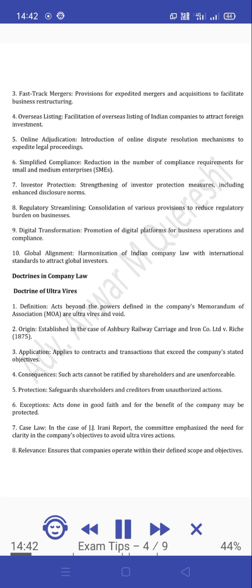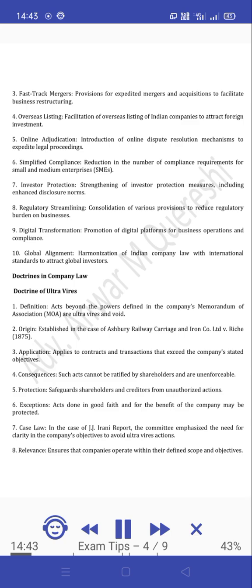Doctrines in company law. Doctrine of ultra vires. 1. Definition. Acts beyond the powers defined in the company's Memorandum of Association, MOA, are ultra vires and void. 2. Origin. Established in the case of Ashbury Railway Carriage and Iron Company, Limited vs. Riche, 1875. 3. Application. Applies to contracts and transactions that exceed the company's stated objectives. 4. Consequences. Such acts cannot be ratified by shareholders and are unenforceable.